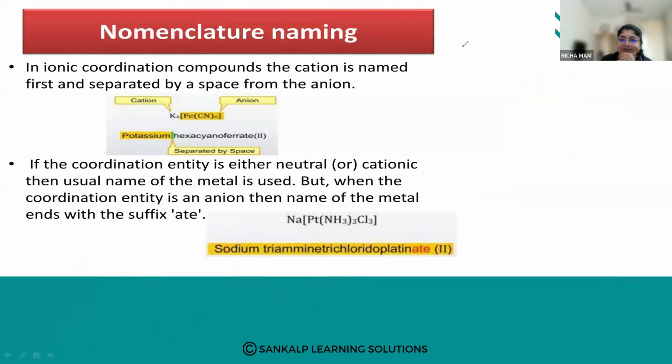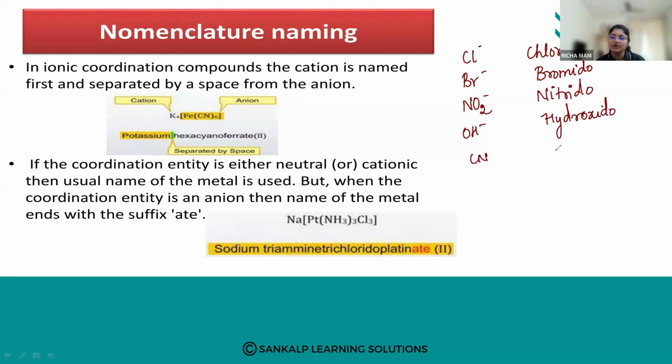A few more names. For the anionic ligand Cl minus, it is chlorido. Please note it down. Br minus is bromido. These are the names which you have to know. NO minus is nitrido. NO2 minus is nitrito. Then OH minus is hydroxido.